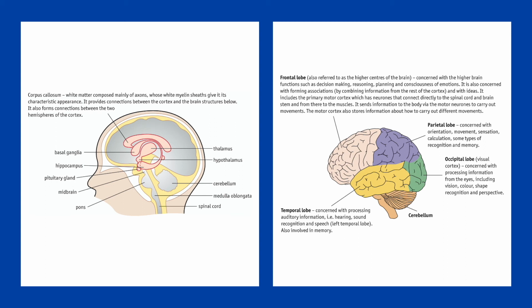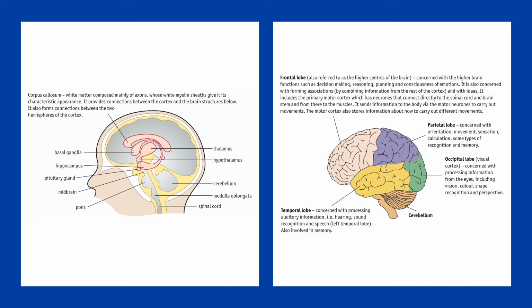Starting with the frontal lobe, this is responsible for higher brain functions, such as decision-making, reasoning, planning, forming associations, and ideas, all those complex things that make humans so successful as a species. It's also the location of the primary motor cortex, where neurons connect directly to the spinal cord and brainstem and then to muscles. The primary motor cortex is responsible for sending nervous impulses to the muscles via motor neurons to make them contract and relax, and therefore control movement.